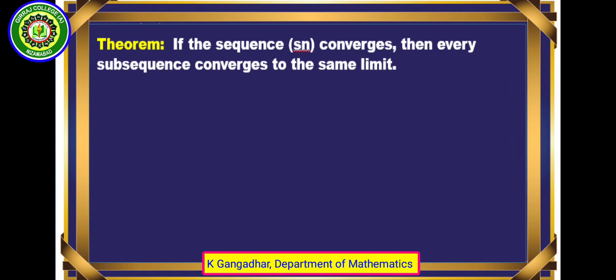Now, one theorem is there. The theorem statement is: if the sequence Sn converges, then every subsequence converges to the same limit. That means if the sequence Sn converges to L, then its subsequence also converges to the limit L.